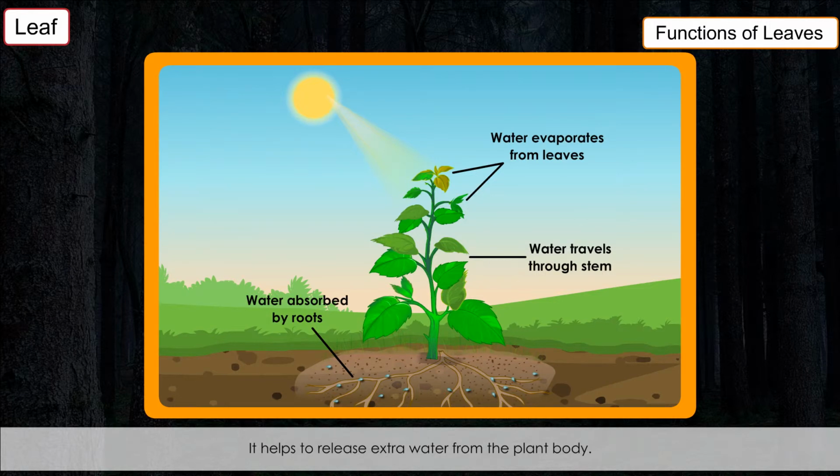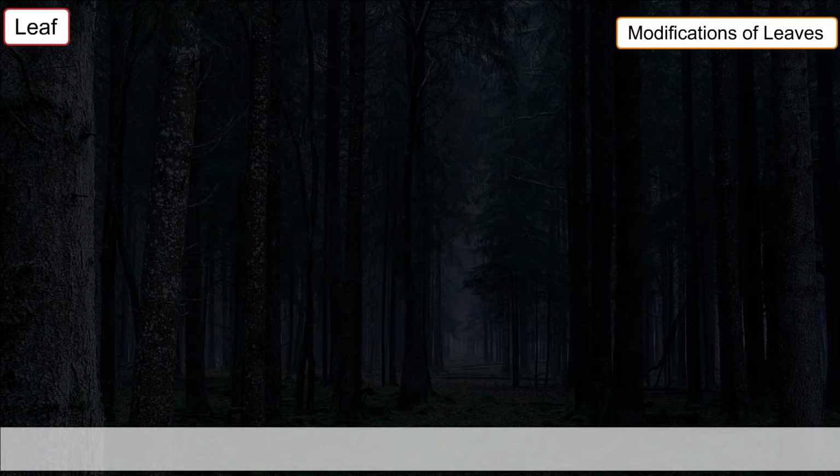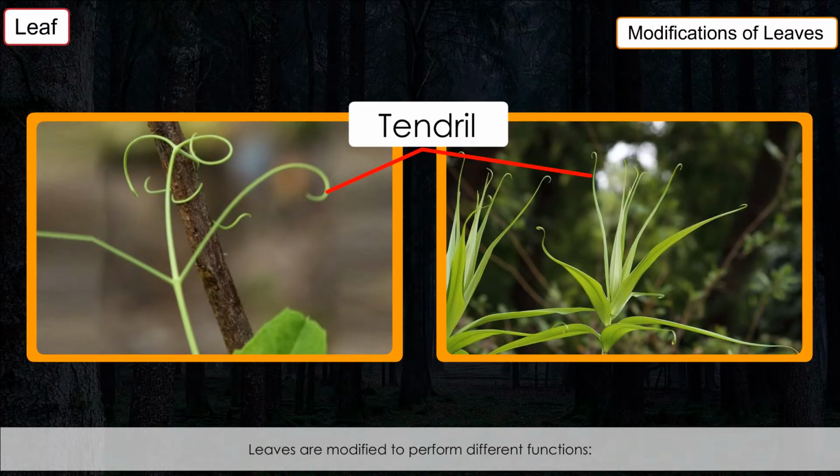Leaves help in exchange of oxygen and carbon dioxide through the stomata. Modifications of leaves. Leaves are modified to perform different functions. Leaves are modified as tendrils to provide support.